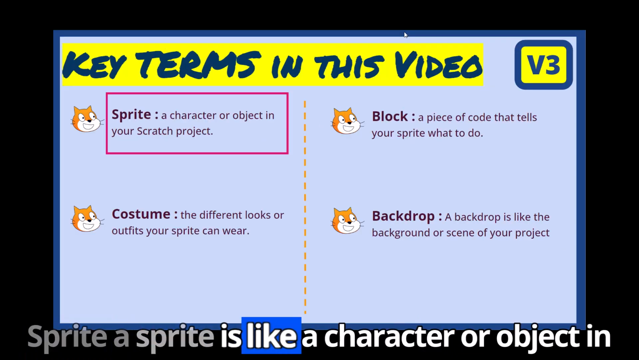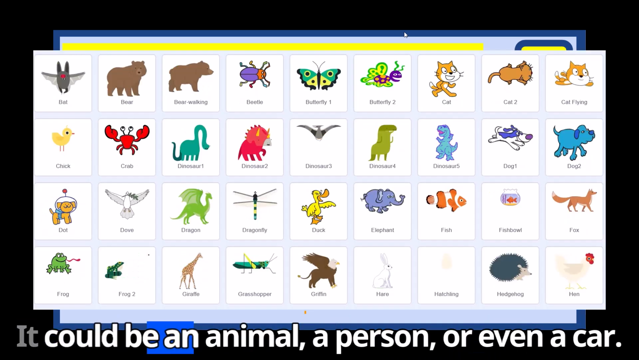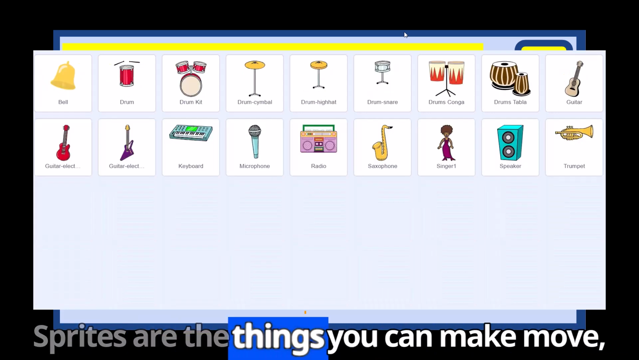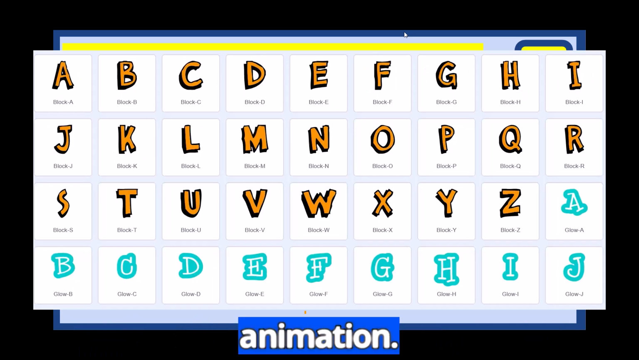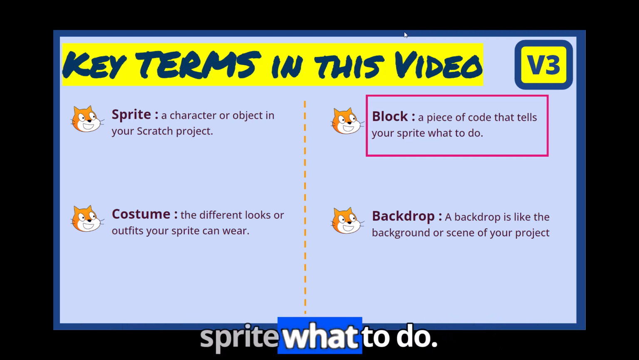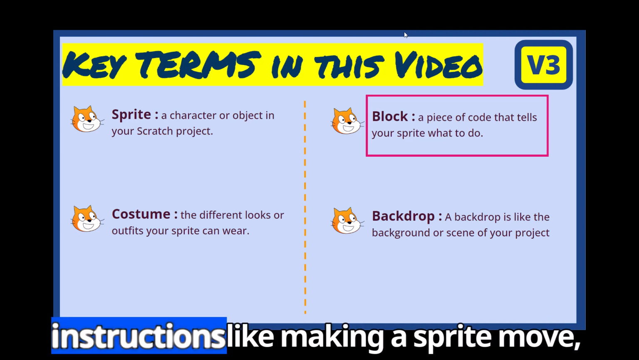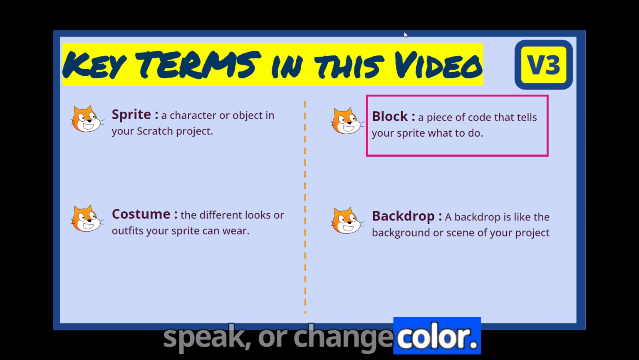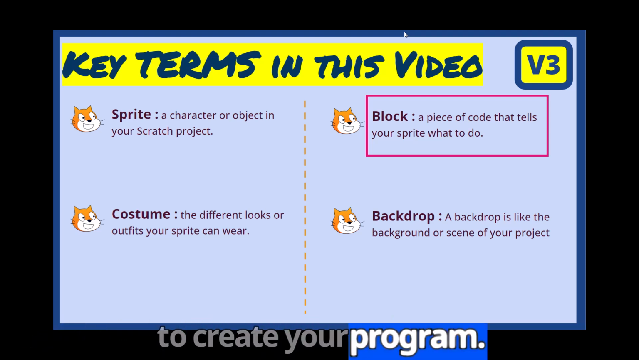Sprite. A sprite is like a character or object in your Scratch project. It could be an animal, a person, or even a car. Sprites are the things you can make move, talk, and do actions in your game or animation. Block. A block is a piece of code that tells your sprite what to do. In Scratch, you drag blocks together to give instructions, like making a sprite move, speak, or change color. Blocks are like puzzle pieces that fit together to create your program.